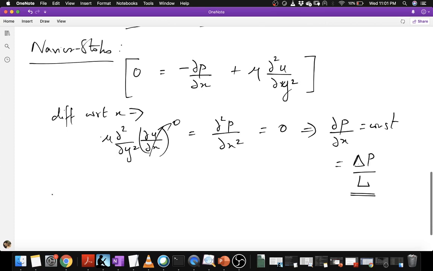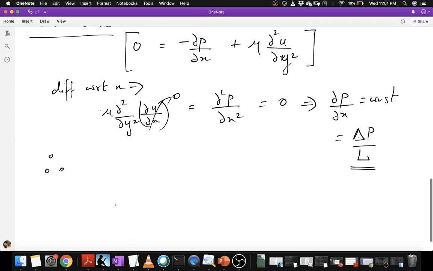Okay, so then I can rewrite my final momentum balance equation, which is all that survives now, as mu.